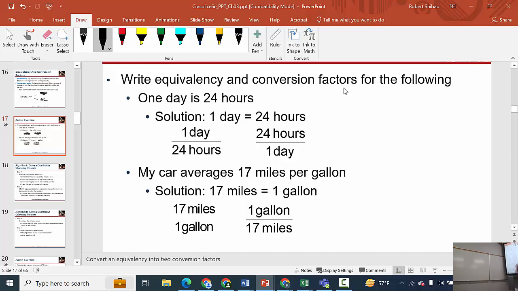My car averages 17 miles per gallon. So 17 miles is equivalent to 1 gallon of gasoline. 17 miles per gallon or 1 gallon per 17 miles. So those would be the conversion factors that we use.